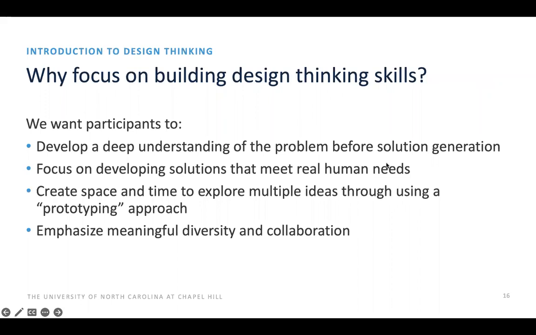So overall, why focus on building design thinking or human-centered design skills? Generally, we want participants to develop a deep understanding of the problem before solution generation, separating those two processes. We want participants to focus on developing solutions that meet real human needs, not what we as researchers or experts assume are the real human needs. There's a real importance of going back and actually gathering that information.